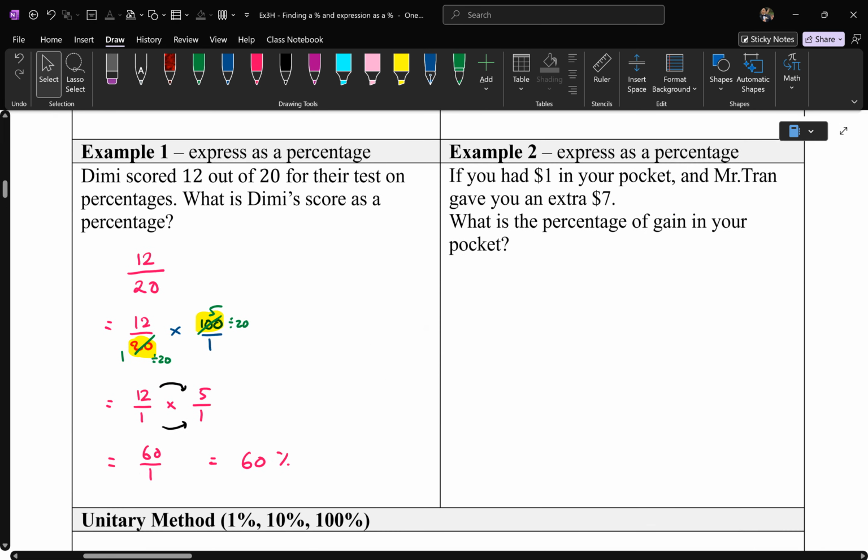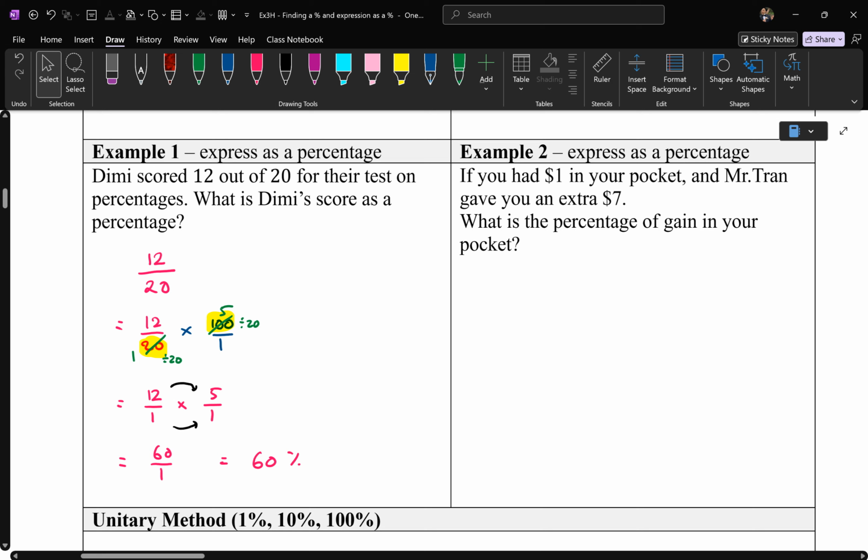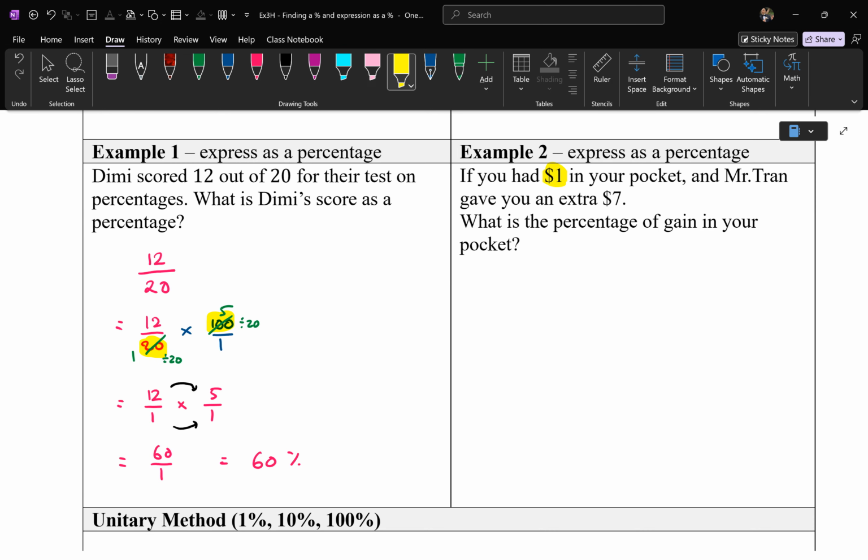Let's try the next one. Express as a percentage. Example 2 says if you had $1 in your pocket and Mr. Tran gave you an extra $7 now, what is the percentage of gain in your pocket? Now let's think about it. You started off, initially, with $1 in your own pocket.